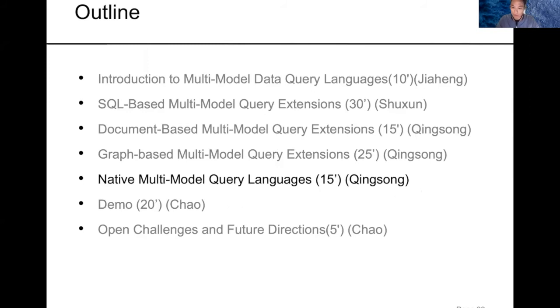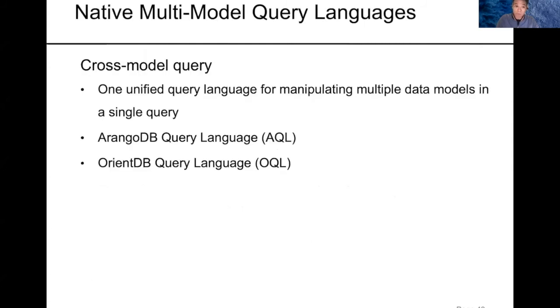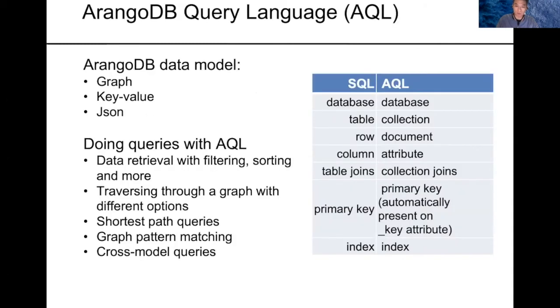In this section, we will take about 15 minutes to discuss native multimodal query languages. The most important feature of a native multimodal query language is cross-modal query, that is, one unified query language can manipulate multiple data models in a single query. There are two native multimodal query languages: one is the ArangoDB query language, AQL, and the other is OrientDB query language, OQL.